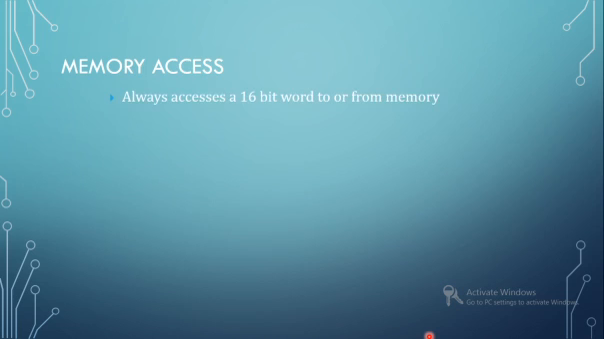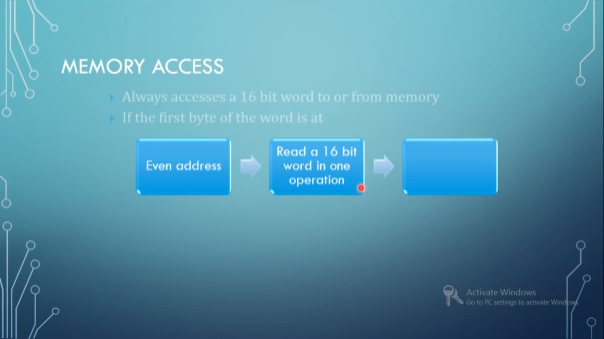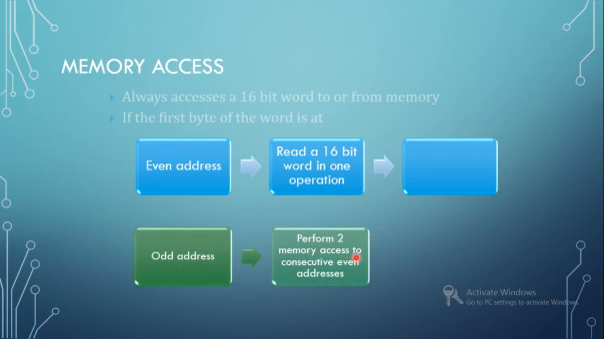Let us consider we are going to access a 16-bit data. The 16-bit data is called a word, to or from memory. So if the first byte of the word, the low part of the data, is at an even address, the system will read this 16-bit word in one operation, while if it is at an odd address, then the system will perform 2 memory access operations, and then it will read the data.